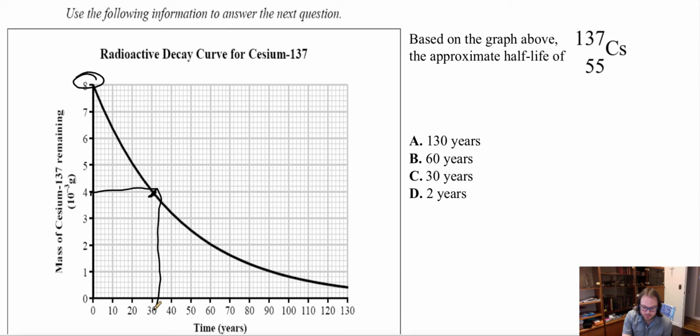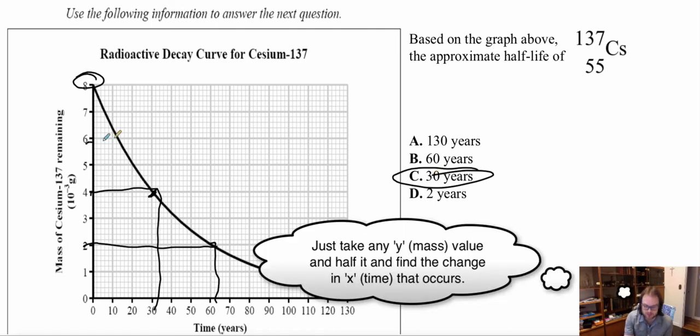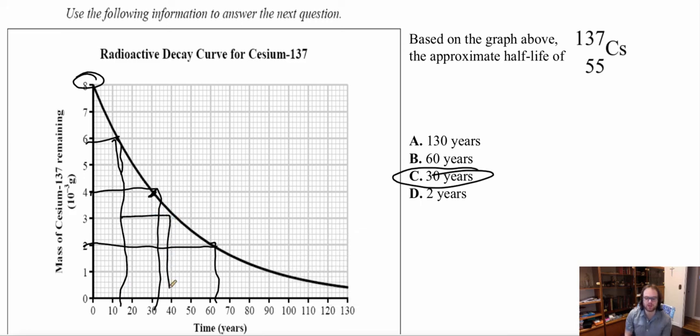And then even if we went from 4 to 2, if we look at this section here, we go from 30 to 60, it's again 30 years. So my half-life is 30 years. It doesn't matter which section we look at on the graph, even if I went from 6 all the way down to 3, I'm going to end up getting 30 years every time, no matter what.